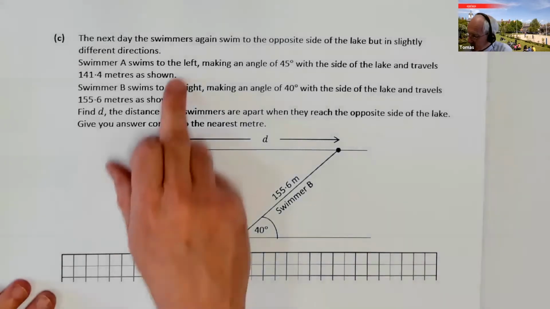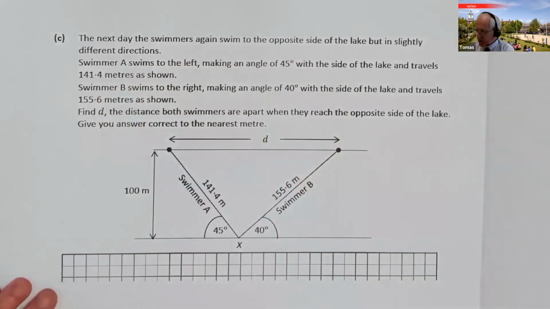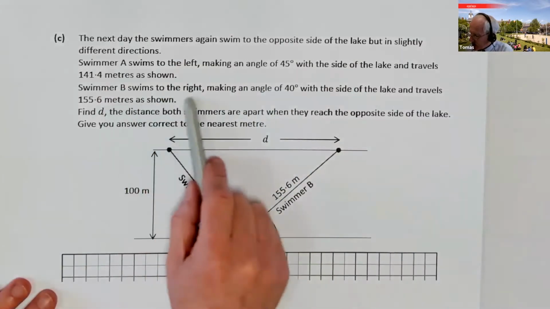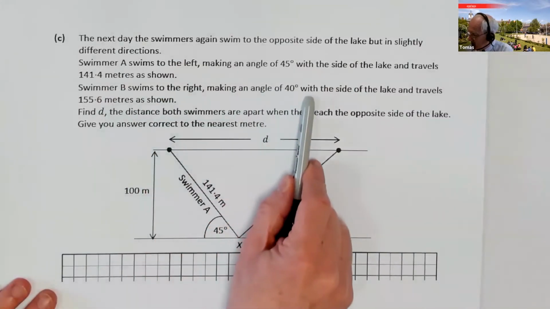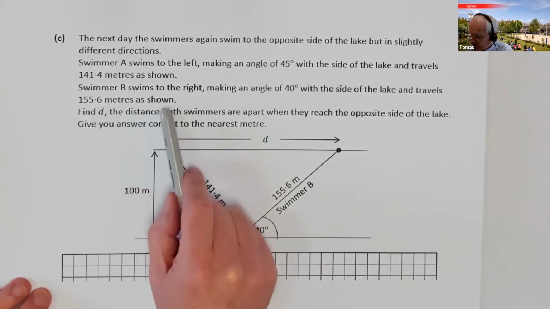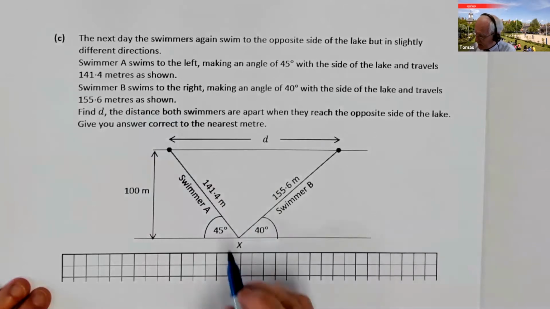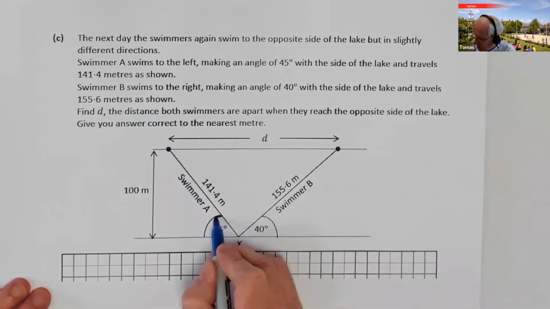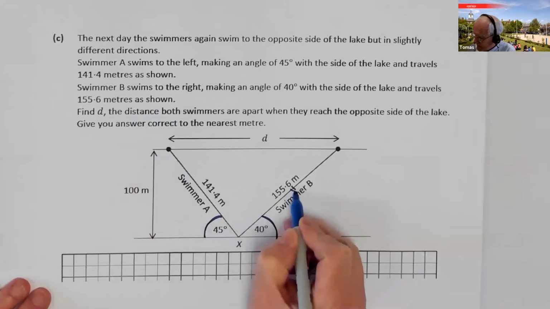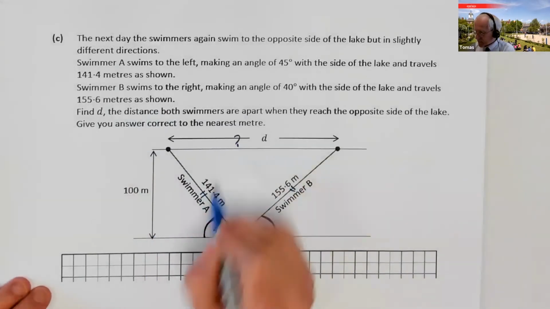The next day, the swimmers again swim to the opposite side of the lake, but in slightly different directions. Swimmer A swims to the left, making an angle of 45. Swimmer B swims to the right, making an angle of 40 with the side of the lake, and travels 156 meters as shown. Find the distance they are apart. So here you're told this is 45 and this is 40, and you're told this length and this length. Find this length here.